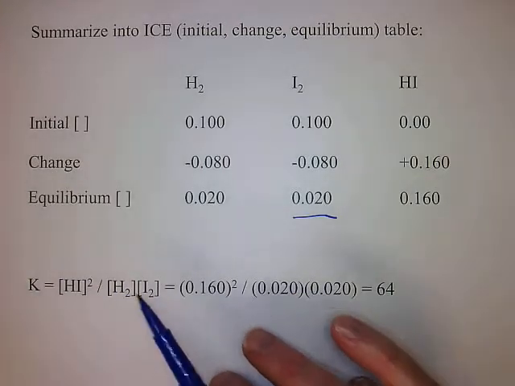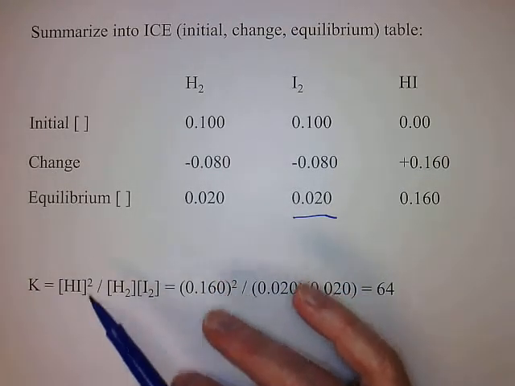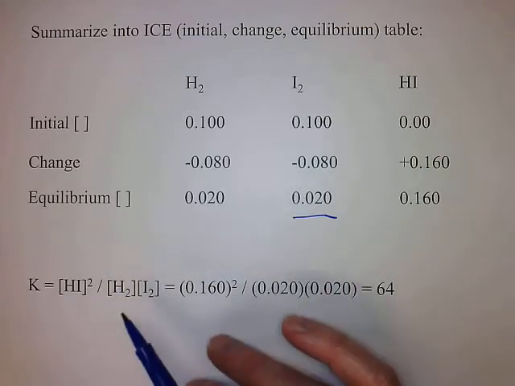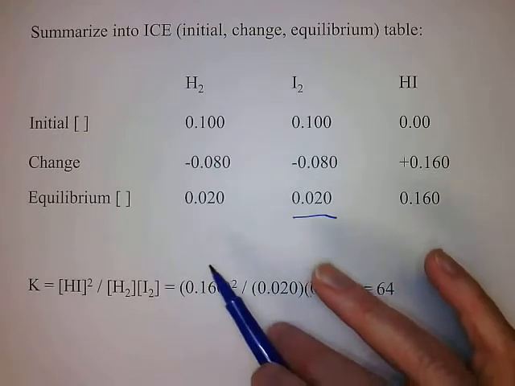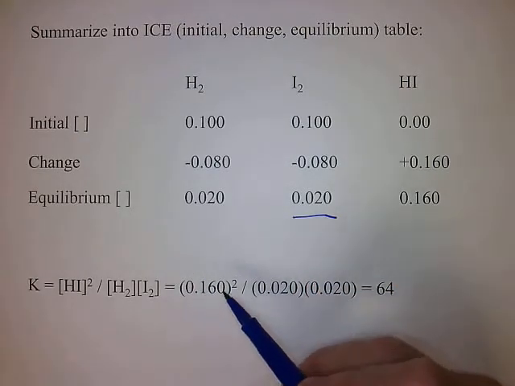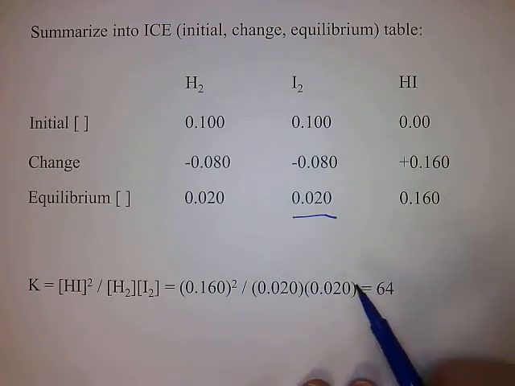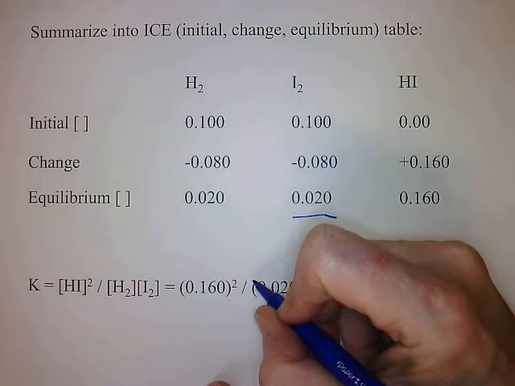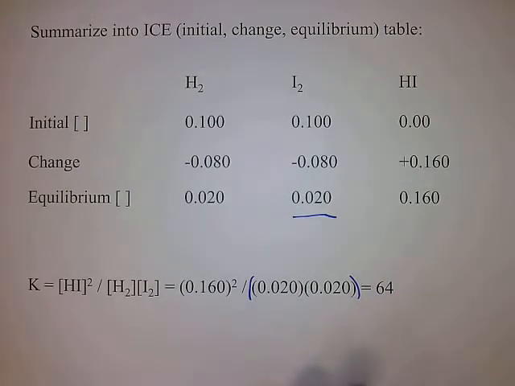So what's our equilibrium constant then from this data? Concentration of HI squared, coefficients become the exponents, divided by product of the concentrations of H2 and I2. So that's 0.160 squared divided by 0.02 divided by 0.02. You divide by both of these, or if you like, put brackets or parentheses around that, and that comes out to be 64.